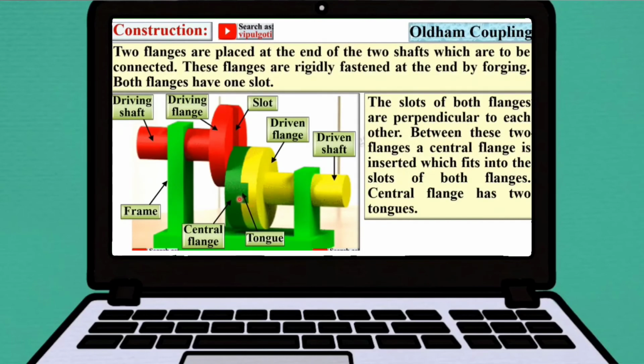Its construction is as follows. Two flanges are placed at the ends of the two shafts which are to be connected. These flanges are rigidly fastened at the end of the shafts. Both flanges should have one slot. The slots of both flanges are perpendicular to each other. Between these two flanges, a central flange is inserted to fit into the slots of both flanges. The central flange also has two tongues for connections.